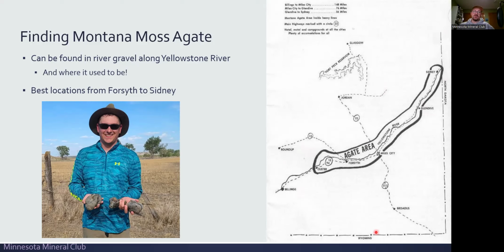As we've talked about, you can also find them in places where the Yellowstone River has been, so again, up on top of a hill. I mentioned this earlier about how I'd found some large agates on top of a hill. This is actually me with some of those agates in this photo here on the left. And as we've shown, you can even find them up into Canada.